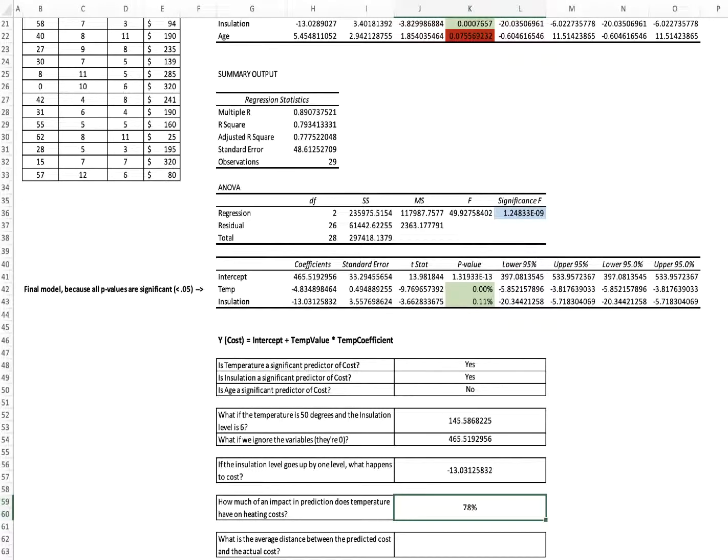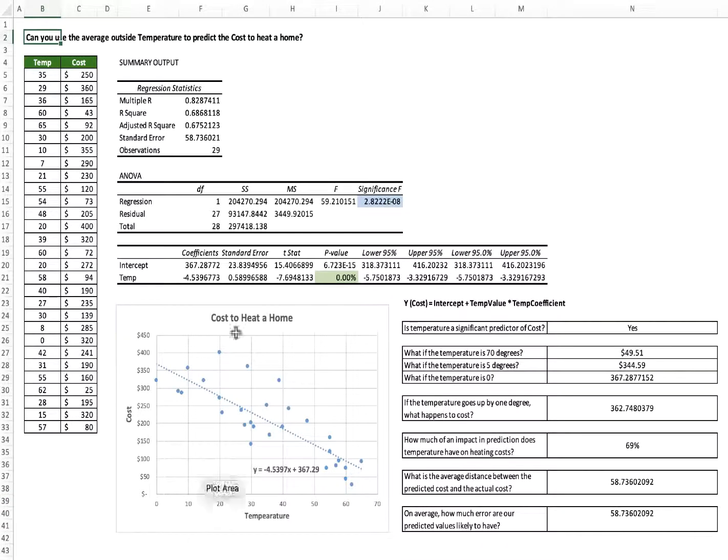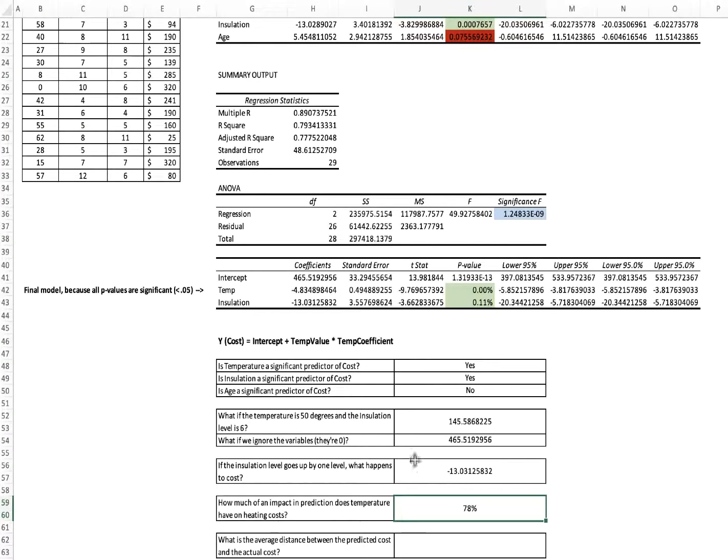Now this is great because when we did simple linear regression and we had our R squared, approximately 69% comes from temperature. And now we're adding in another variable, and now instead of that 69, we have all the way up to 78%. And we know that it comes from temperature and insulation. So temperature is the biggie, and then insulation adds even more impact for how closely we can predict the actual value.